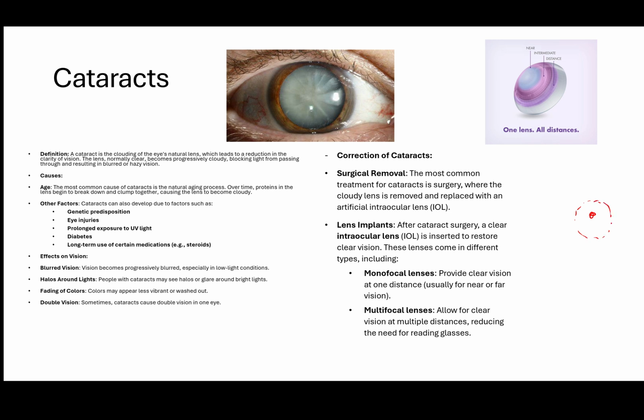So you can see halos around the lights. You have fading colors now. So things that would be bright and vibrant, you might see as more washed out colors, and you may end up with double vision.